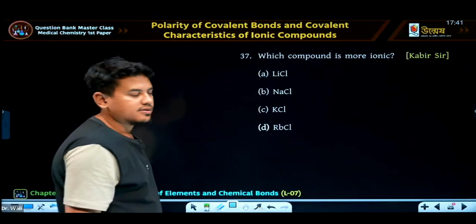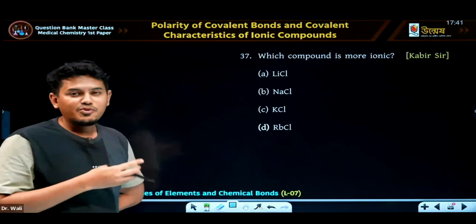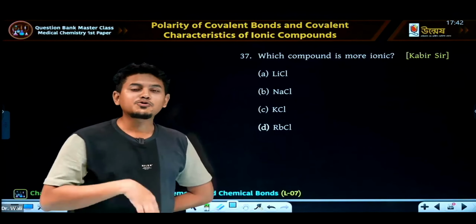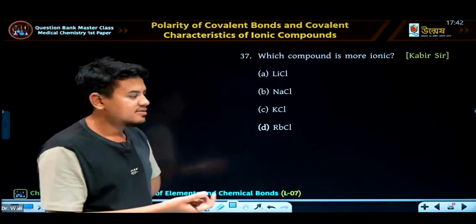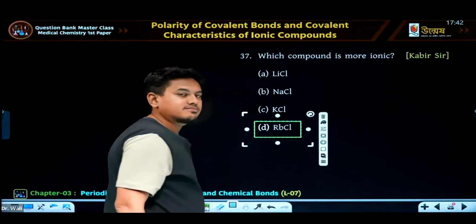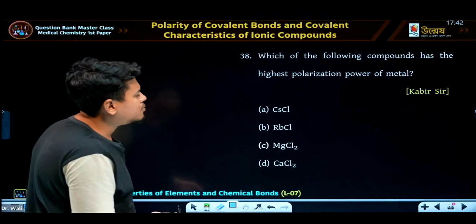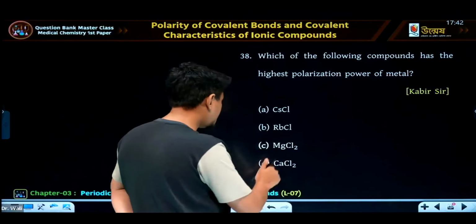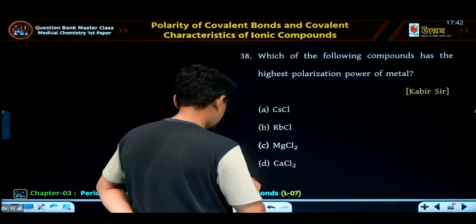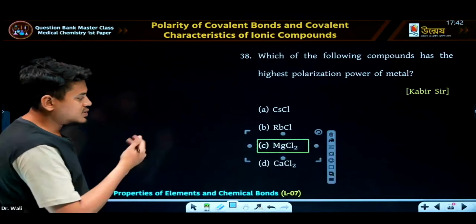Which compound is more ionic? To become more ionic, the cation should be larger. To become more covalent, the cation should be smaller. So here the largest cation will be rubidium. So rubidium chloride will be more ionic. Which of the following compounds has the highest polarization power of metal? Highest polarization will be for the smaller, highly charged cation, which is magnesium here.